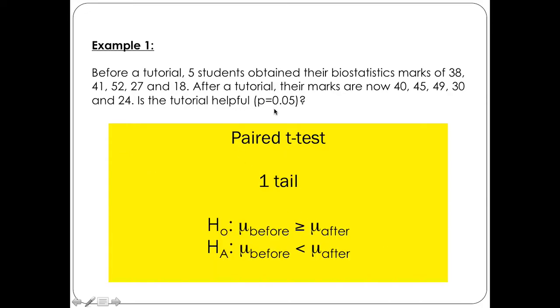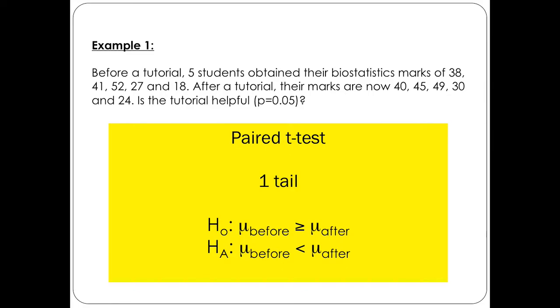So the answer is a paired t-test, as I've already told you just now. Student A had 38 before the tutorial, and after that is 40. So it's not independent, it's a dependent sample type. So therefore it must be a paired t-test. Why is it a one-tail? Because it is directional. What we wanted to know is whether the tutorial is helpful, which means that after the tutorial, the marks are actually higher compared to before the tutorial. Okay, so therefore it is a one-tail.